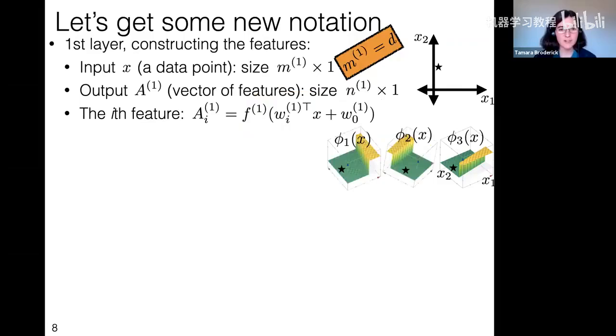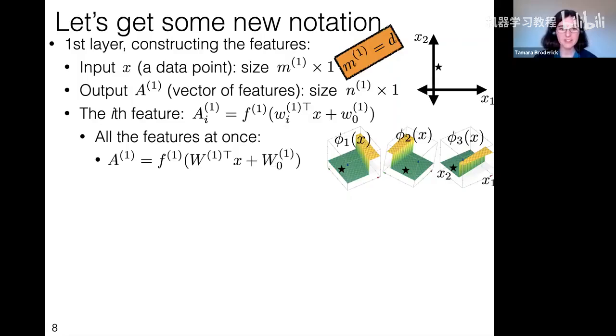Okay, so now we actually want to do this multiple times. We don't just want to do this for one particular i. We want to do this over all the features i. So we're going to do all the features at once and put them into this vector A1. And that's going to look like this.